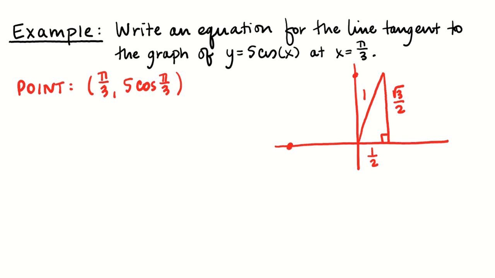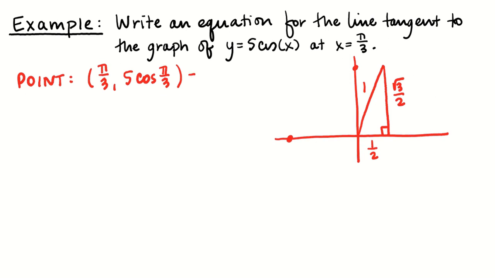Now, if we're trying to find the cosine of pi over 3, I'm going to do SOHCAHTOA: cosine is adjacent over hypotenuse. That's 1/2 divided by 1, so 5 times a half. So the point is pi over 3 and 5/2. Then I'll need a slope. Okay, y equals 5 cosine x.